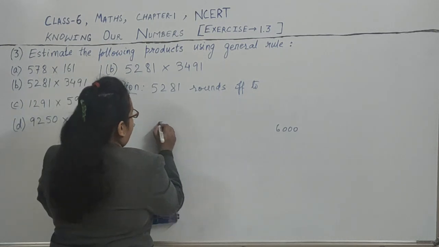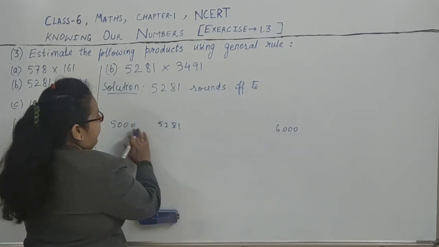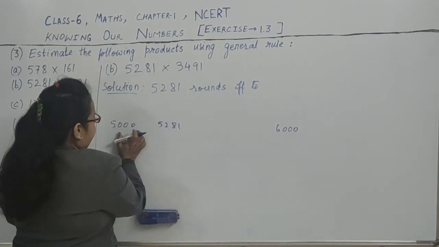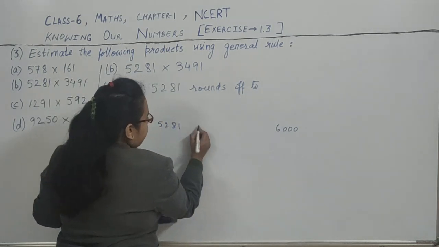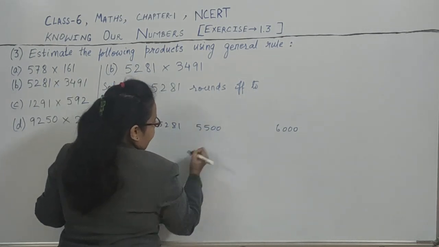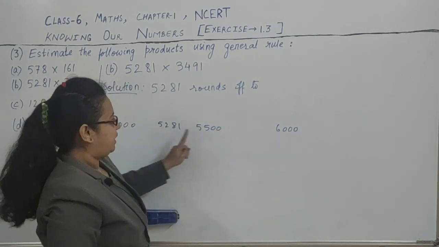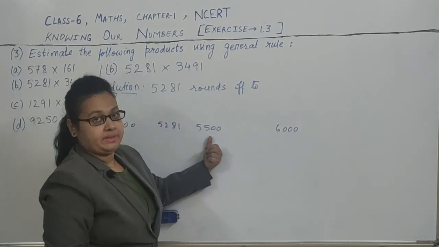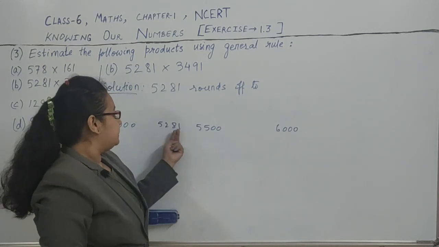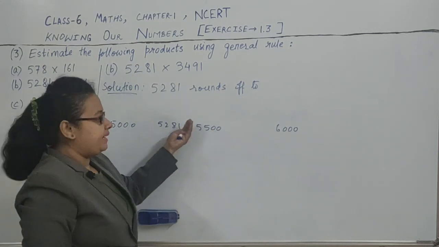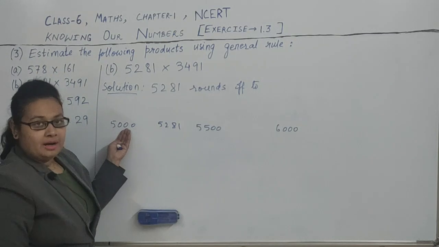Okay. So 5281 lies between these two. What is the number in between 5000 and 6000? The number is 5500, right? This is the middle number for 5000 and 6000. Just in between, this number lies. And this number is before the middle number. Okay, so it is closer to 5000.